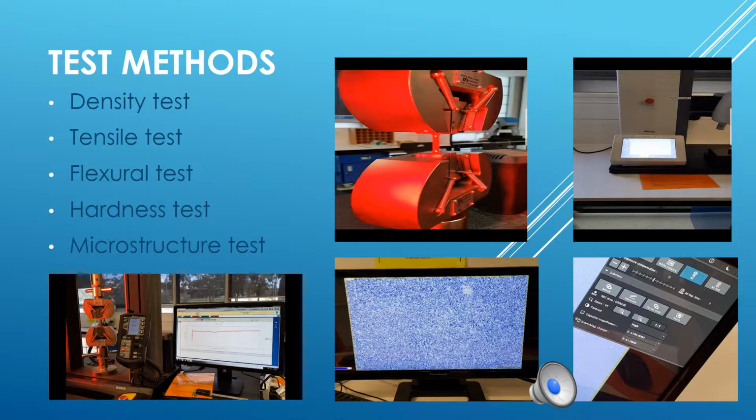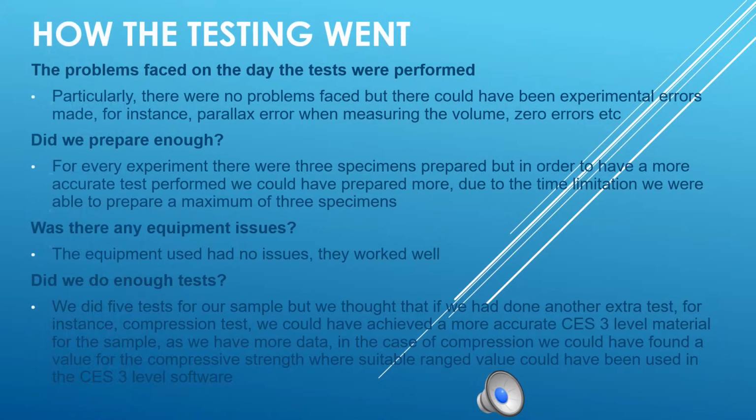The test methods performed are the density test, tensile test, flexural test, hardness test, and lastly the microstructure test. How the testing went. Did we face any problems on the day? Well, particularly we did not face any problems, but there could have been experimental errors introduced during the testing.